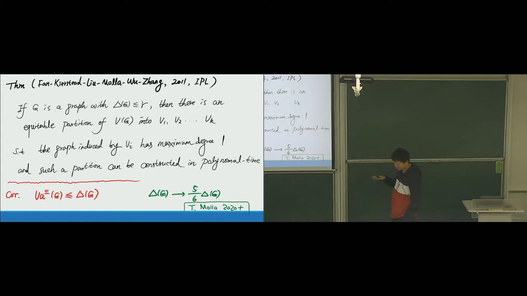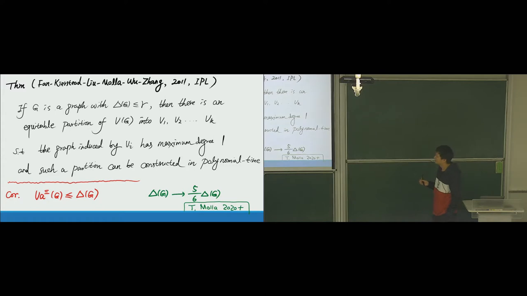For this covering, the first paper about this kind of covering was about 10 years ago. This theorem says that if G is a graph with maximum degree at most r, then G has an equitable partition of the vertex set into k subsets, so that each subset induces a graph with maximum degree at most one. Of course, this is a forest. In this proof, we can give a polynomial time algorithm to construct this covering. So this seems to be the first result on this covering.